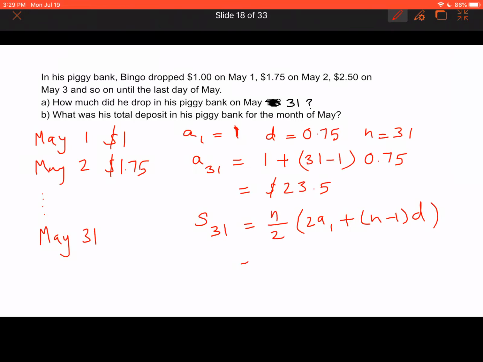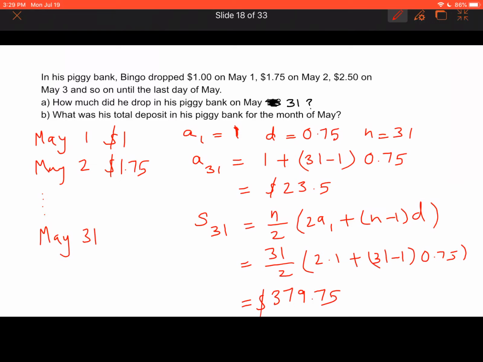Okay, so now we start substituting the values. N is 31 by 2, 2 times A1 is 1 plus N minus 1, that is 31 minus 1, times D is 0.75. By simplifying this, we will be getting the answer as $379.75. This is the amount of dollars he had at the end of the month.